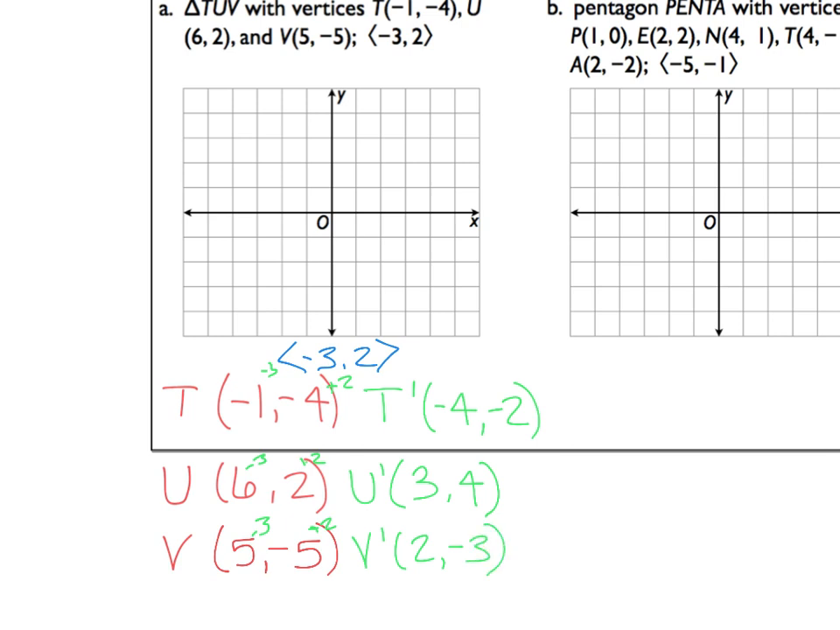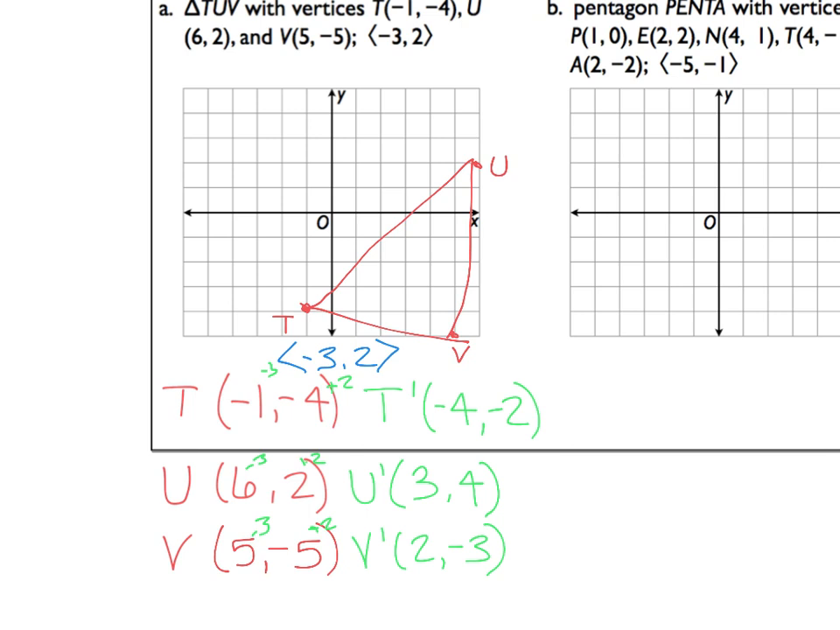So I'm now going to plot these points. I'm going to start with T, U, and V. So I have -1, then down 1, 2, 3, 4. I have 6, then up 2. And V is 5, down 1, 2, 3, 4, 5, and that's V. So this is my pre-image, beautifully drawn.